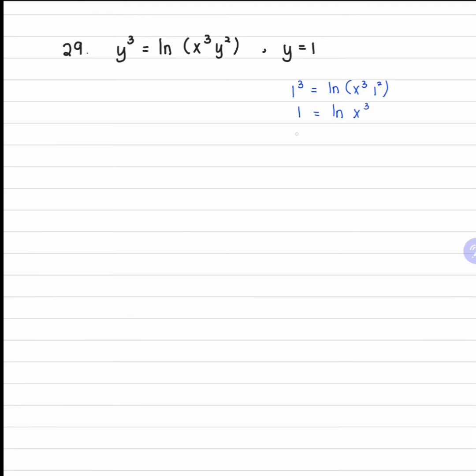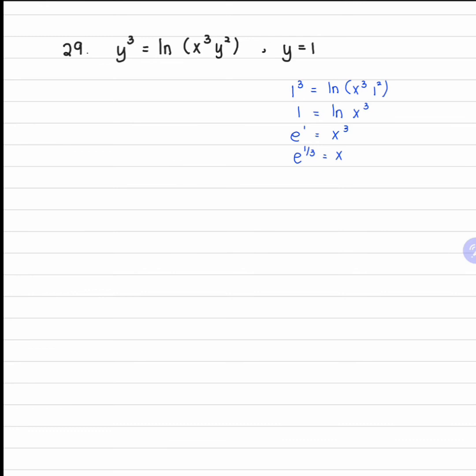Pindahkan ln ke sebelah kiri, so we get e power of 1 equals to X cube. Saya pindahkan power 3 ke sebelah kiri, so we get e power of 1 over 3 equals to X. So X adalah e power of 1 over 3. So I simplify the equation.